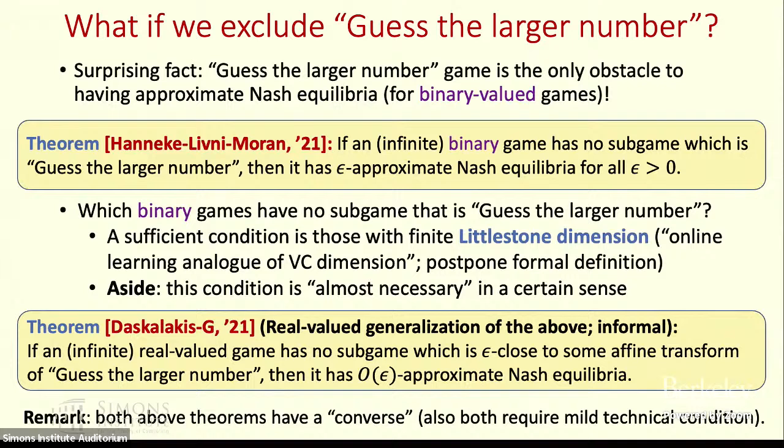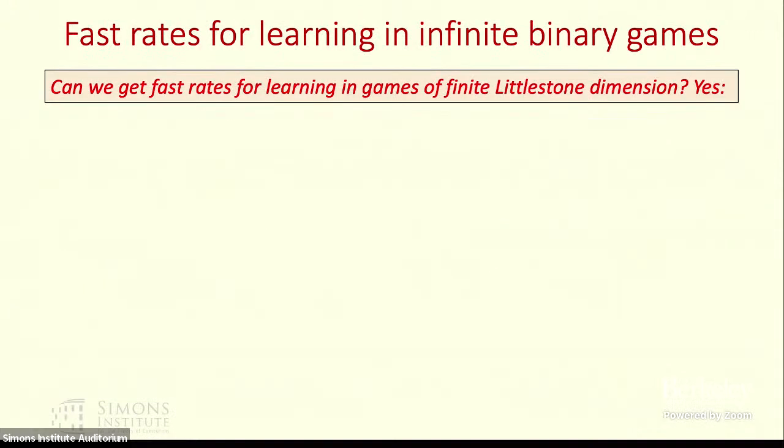Okay, so both of these theorems have what's essentially a converse. In particular, what Hanneke, Livni, and Moran showed, and what we can show, is that a necessary and sufficient condition for a game and all its subgames to have Nash equilibria is that they don't contain some copy or approximate copy of guess the larger number. Okay, so that basically answers the question of equilibrium existence.